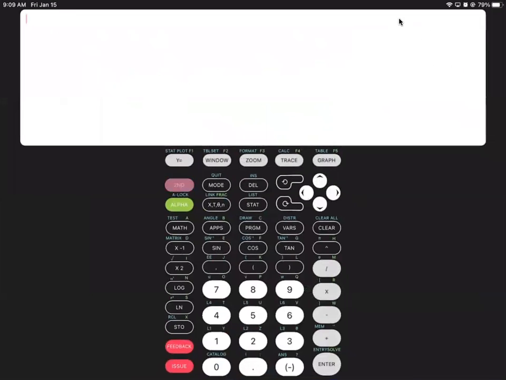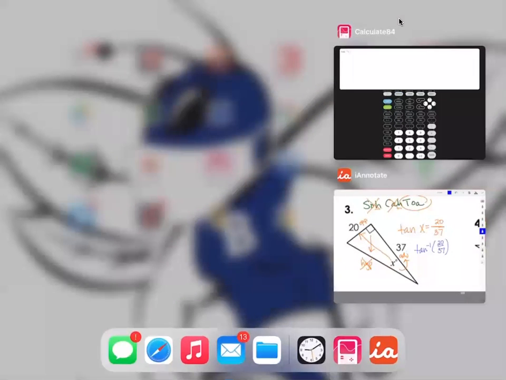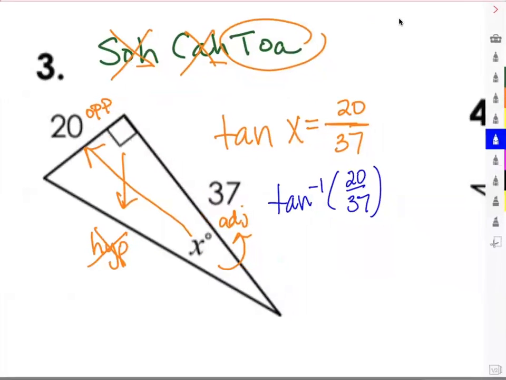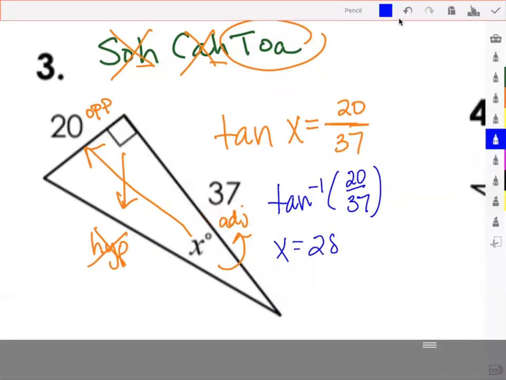All right, so second tangent, oh, I already forgot, what was it? 20 over 37. And I get 28.3. And for degrees, we're going to round to the nearest degree, so 28. All right, questions on that one?